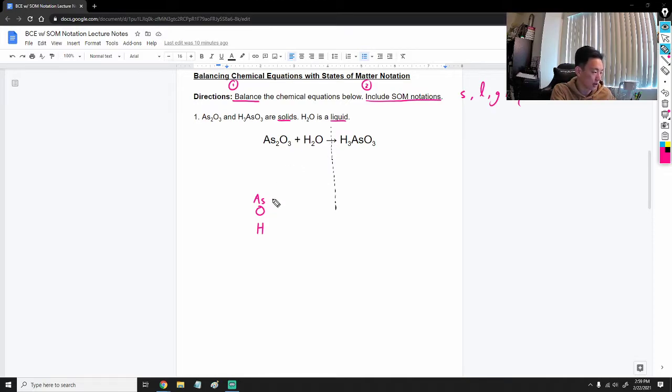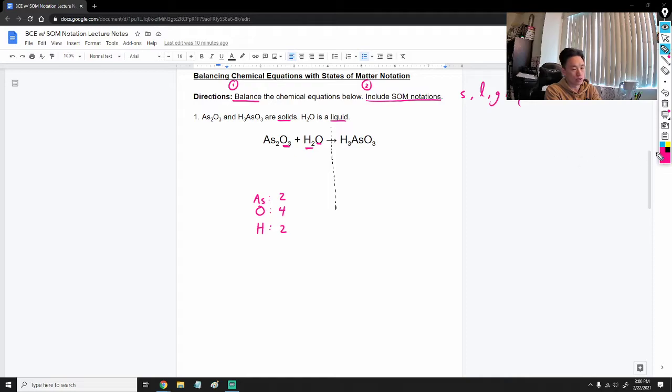So let's count these up. How many As's do we have? We have 2. How many oxygens do we have? We have 3. We have 3 right here, but we also have 1 right here next to H2 in H2O. So we're going to have 4. And how many H's do we have? We have 2. We have 2 right here.